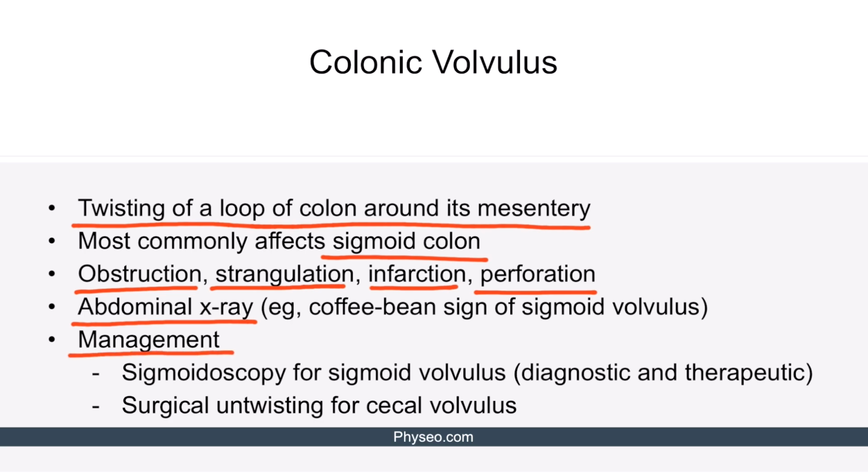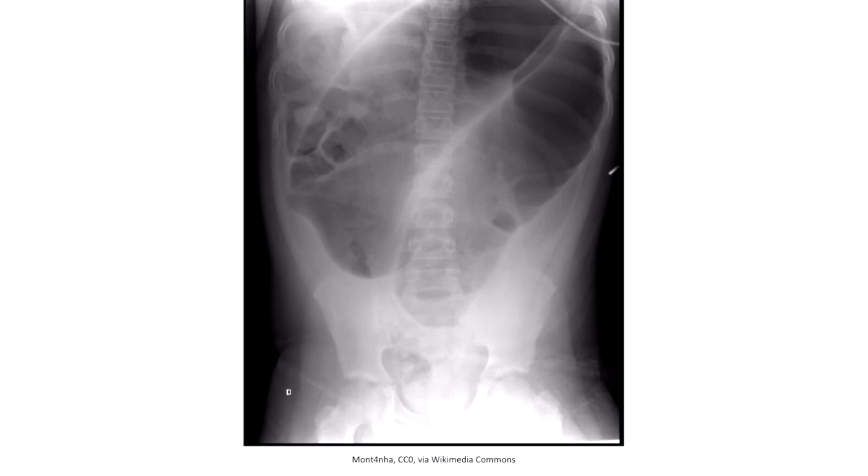Management includes sigmoidoscopy for sigmoid volvulus, which both confirms the diagnosis and helps in untwisting of the sigmoid colon. Hence, it's both diagnostic and therapeutic for sigmoid volvulus. Surgical untwisting is usually needed for cecal volvulus. Here's an abdominal x-ray showing the characteristic coffee bean sign that is seen in sigmoid volvulus.